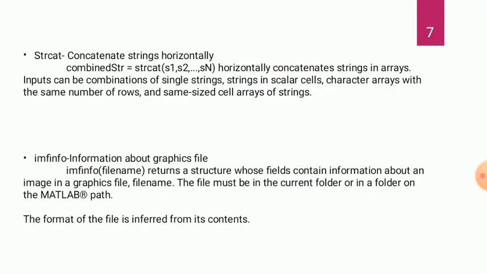Next we come to stackit. It contains the horizontal strings. It combines the strings s1, s2, and so on up to sn horizontally, and puts the strings into an array. It takes as input combinations of single strings or cell arrays of characters, with the same number of rows and the size of the cell array of strings.